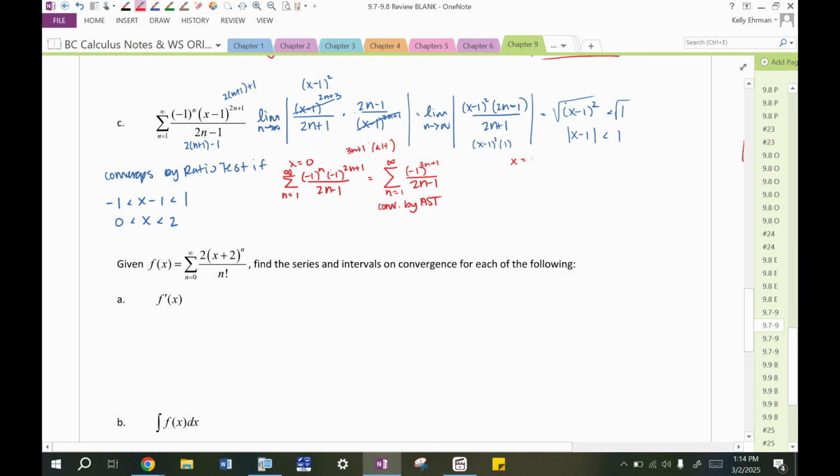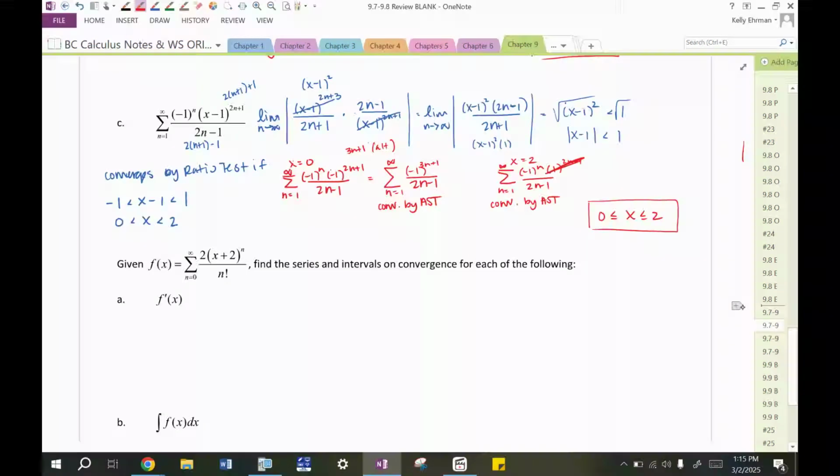And then what about x equals 2? That gives us the sum from 1 to infinity of negative 1 to the n. If you plug 2 into this, 2 minus 1 is just 1 to the 2n plus 1. But that can go away. That's just 1 over 2n minus 1. This is also an alternating series, so it converges by alternating series test. So for this one, we include both endpoints. 0 is less than or equal to x, which is less than or equal to 2. So this series has a sum for any x between 0 and 2, including both of those endpoints.